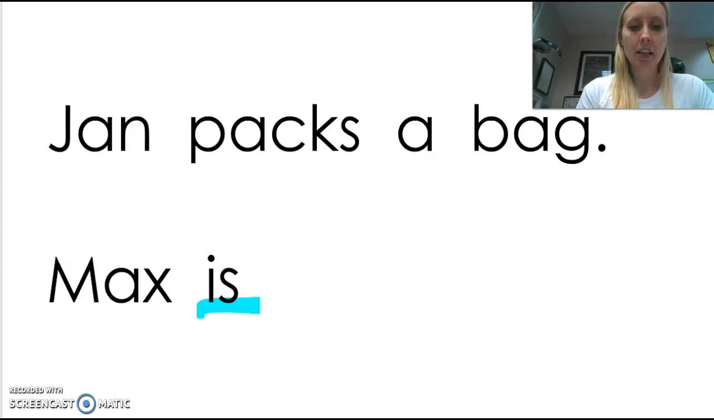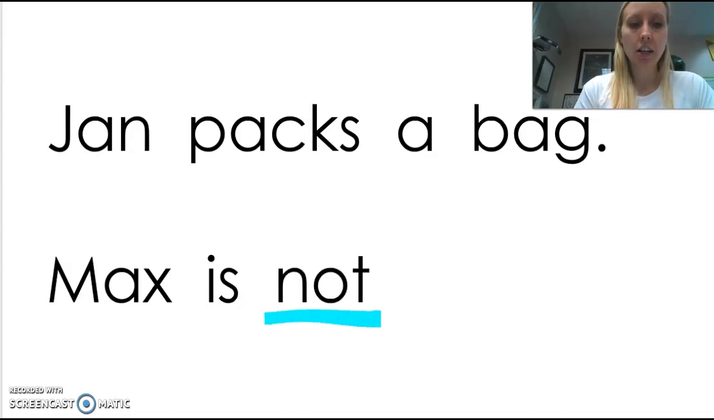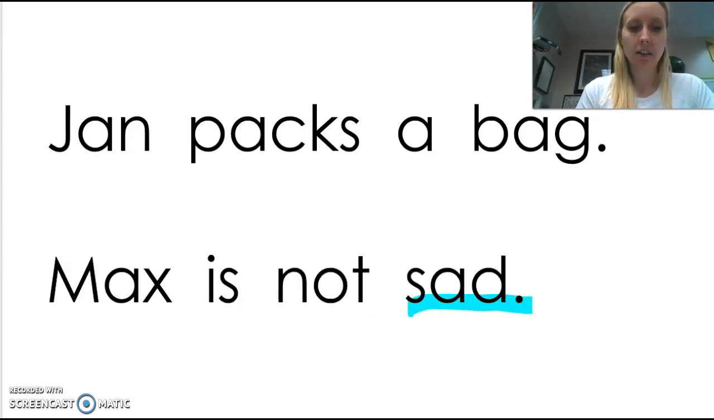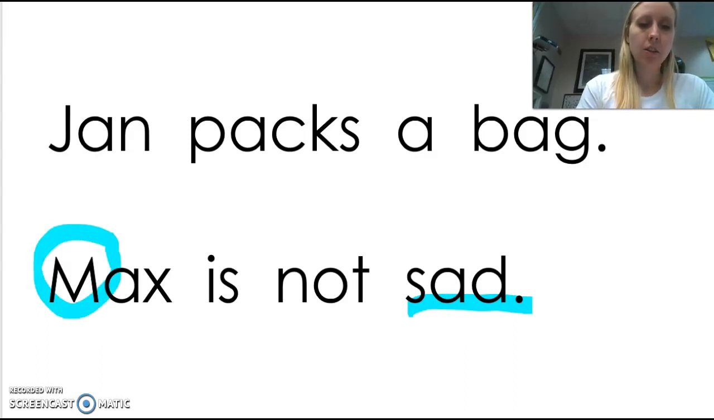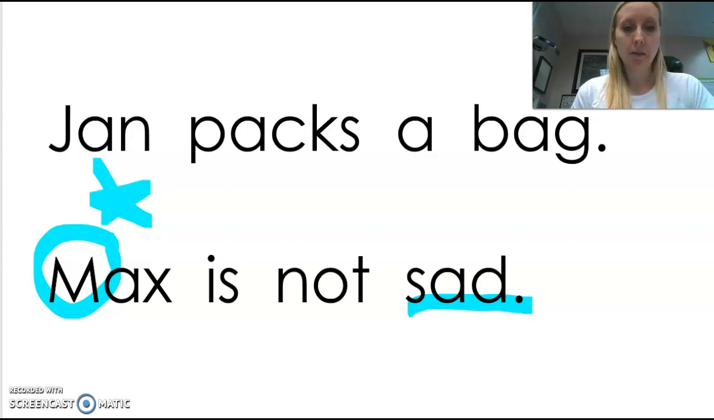Okay, let's blend this. Max is not sad. Okay, do we have a capital? Yes, and it's a capital M. Finger space? Yes.